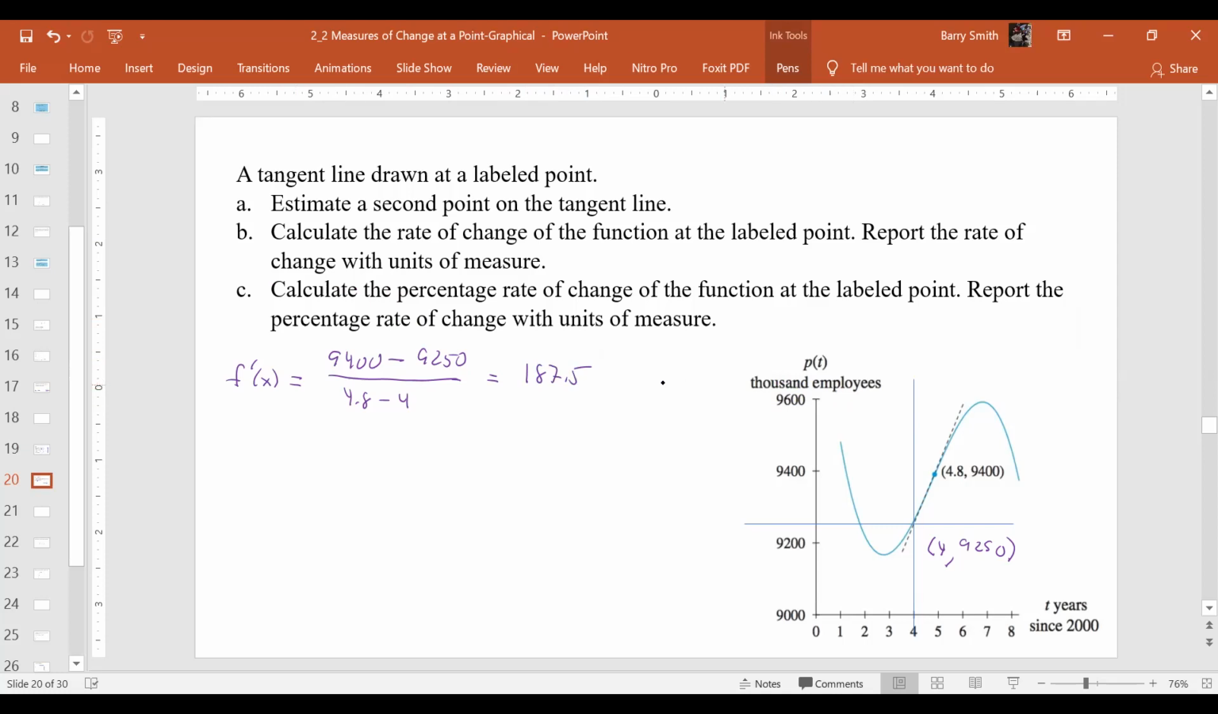So 187.5. And now what is that? That's 1,000 employees per, and it's going to be per year. Okay. And that would be our value. Now, I used f prime of x, but it looks like it's going to be p prime of t. But anyway, that's neither here nor there. So we're using f primes, and we're switching it. So we're saying that's f of x, and this is x. So we've kind of changed the problem a little bit, but that's okay.